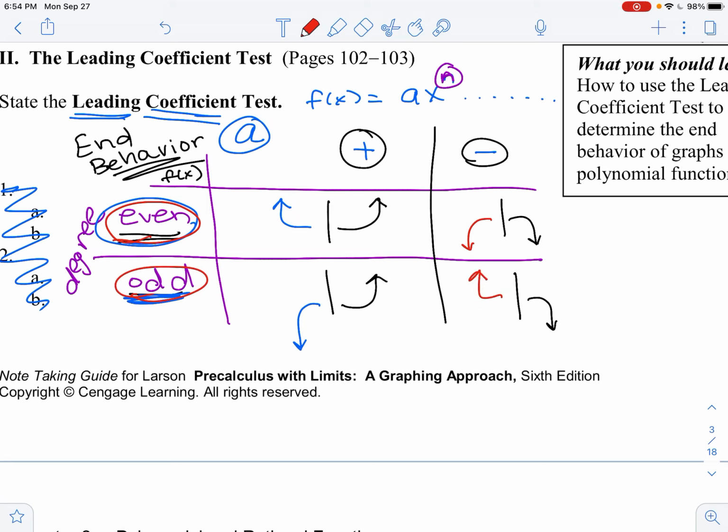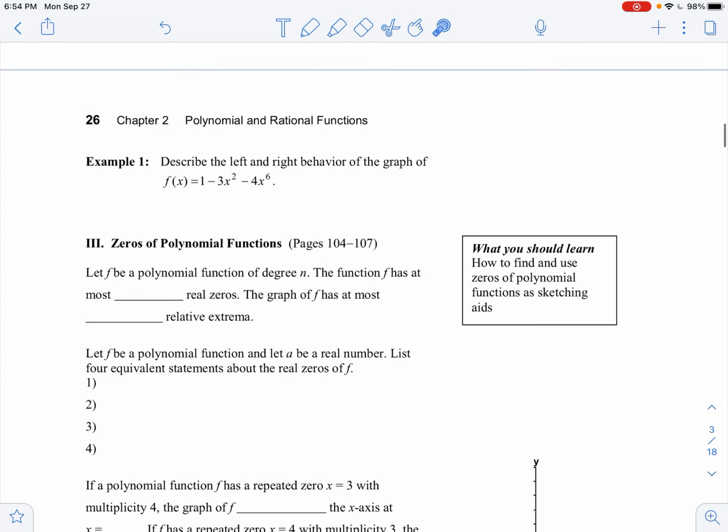So here's what that means. If it's an even positive, both endings to the left side and the right side are going to end up. If they're odd, we're starting from the bottom up, going this way, and then we're going to end to the right up. If they're even and negative, they're going to go down on both sides. If they're odd and negative, they're going to begin on the left side upwards, and they're going to end on the right side going downwards.